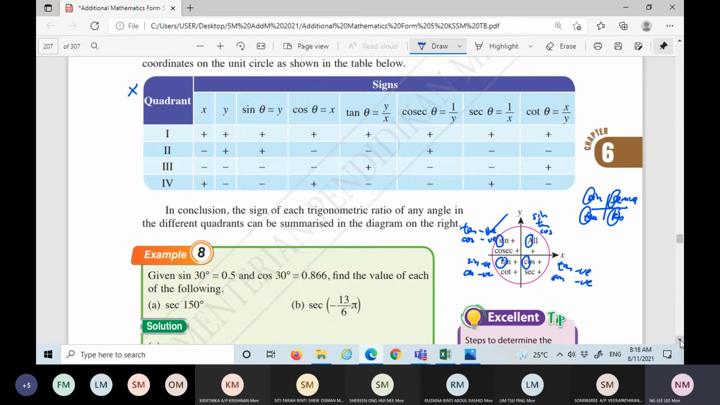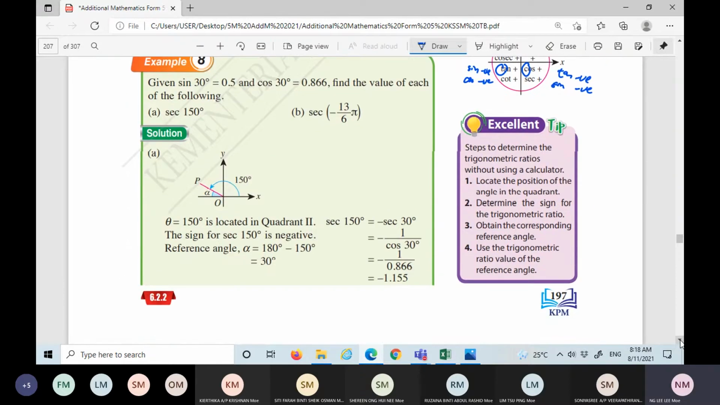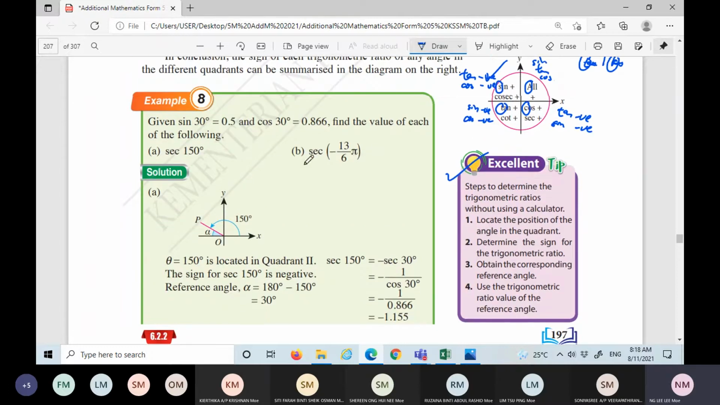So you have these two things ready: the reference angle alpha, how to get it, and the signs of the four quadrants. Then we can do the questions. Straight away we look at the questions. I don't go through the review, I straight away use the example. At the end you can press the calculator to check your answer, to double check, but the steps you must write out in this way.